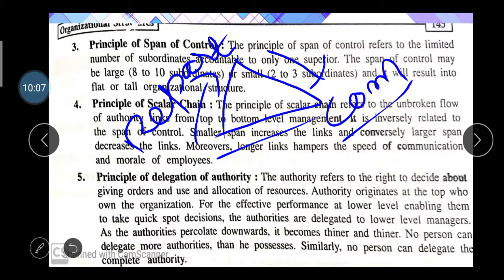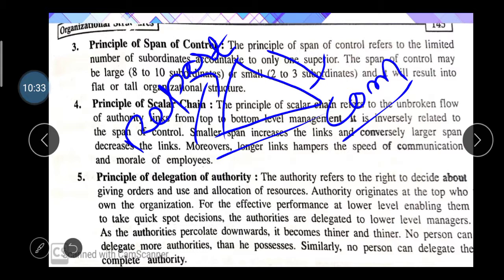Fifth one, principle of delegation of authority. Always authority and responsibility you have to give in the same manner. So authority refers to the right to decide about giving orders and the use and allocation of resources. Authority originates at the top, who own the organization. For effective performance at the lower level, it enables them to take quick spot decisions.